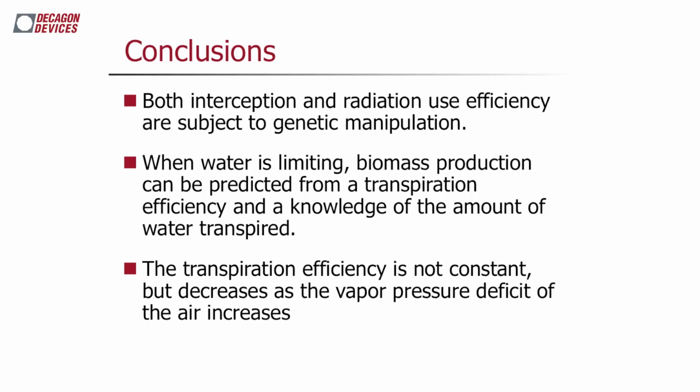We know that when water is limiting, biomass production can be predicted by this transpirational term, or the transpiration efficiency, and a knowledge of the amount of water that is transpired. And finally, we know that transpirational efficiency is not constant. We've actually got to do more measurements out in the field to use that model, but it decreases as the vapor deficit in the air increases. And even through the day, it's not consistent. I showed how that worked through that relationship in rice.